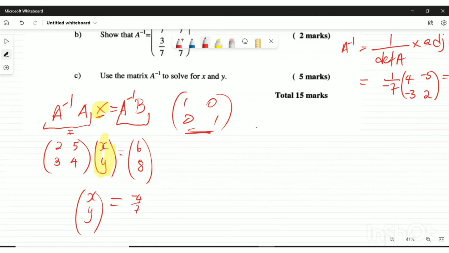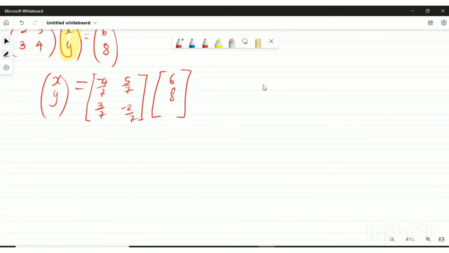-4/7, +5/7, +3/7, -2/7. So this is the inverse matrix, and we're going to use that to multiply by 6, 8. And then after that, we are good. Remember, when we multiply, it's row by column, or some people say across down. All right, so we're talking about row by column.